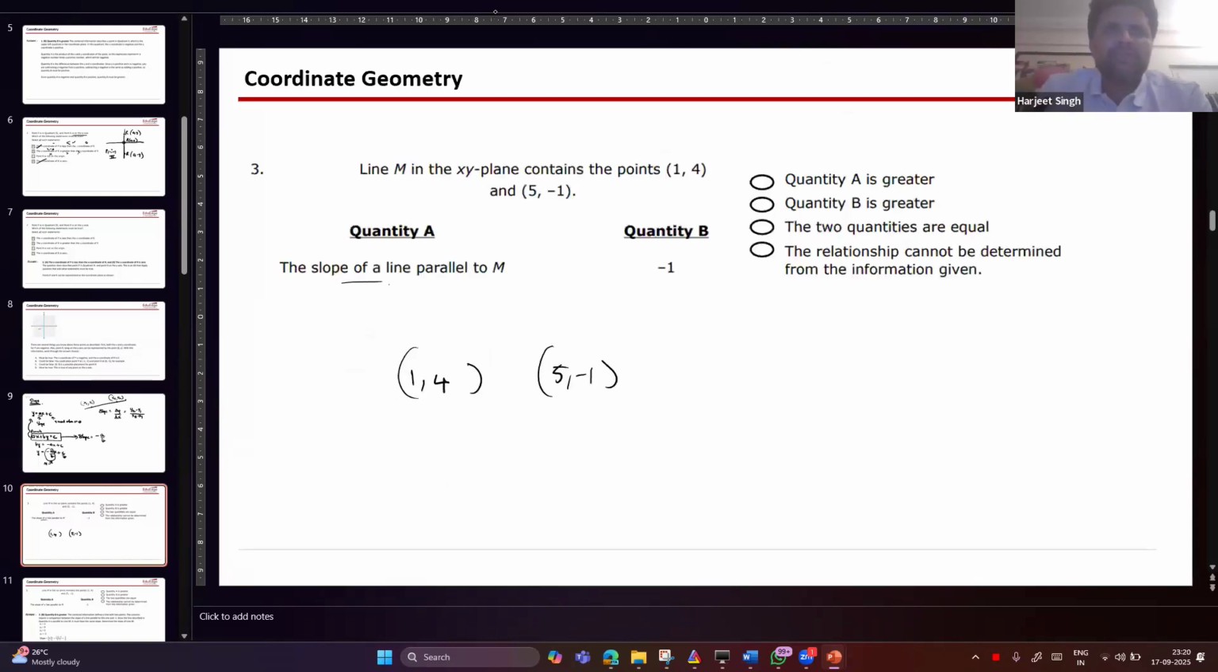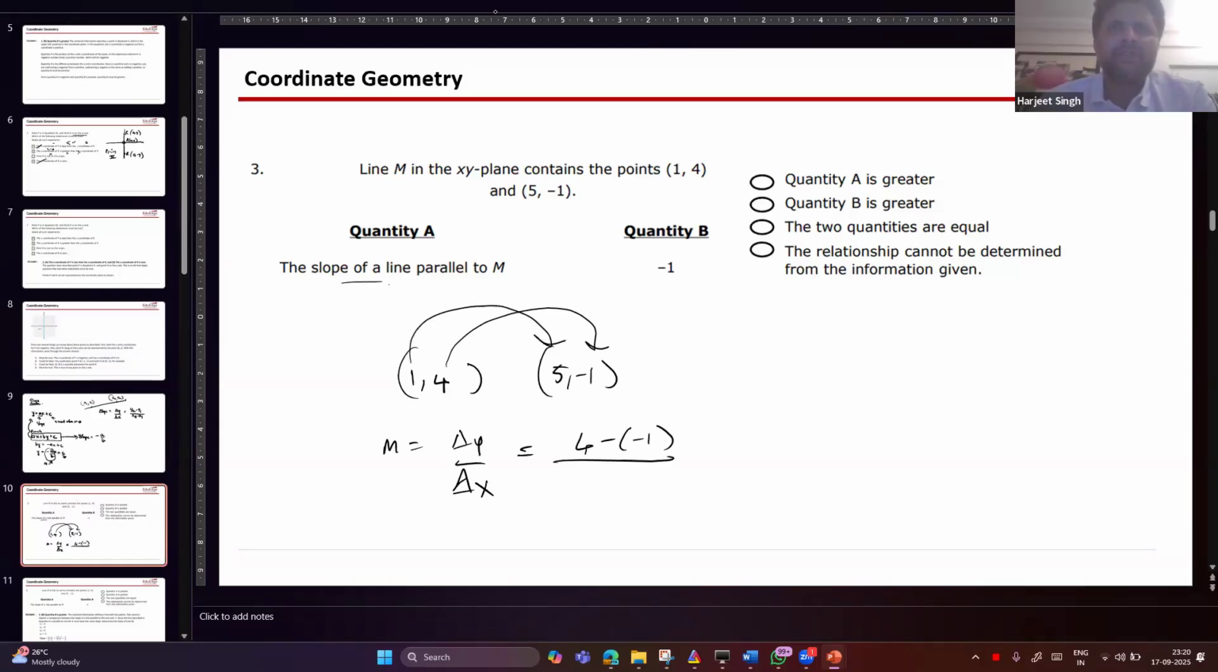So let's solve this. Slope of a line parallel to M. Can I write M is equal to delta y by delta x, and change in y is 4 minus of minus 1, and change in x is 1 minus 5.